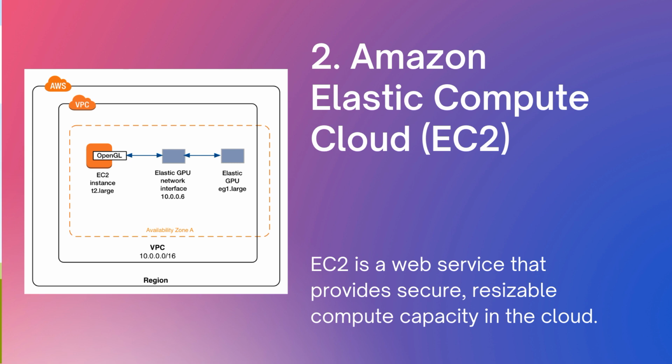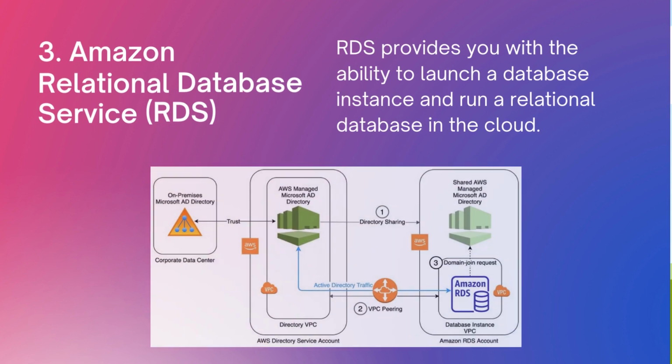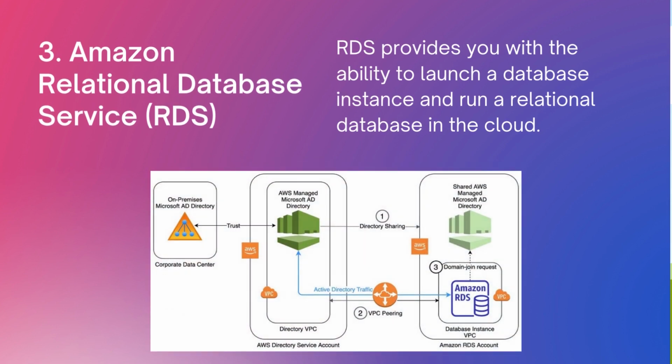So next service we are having is Amazon RDS, that is Relational Database Service, which is also a web-based service that makes it easy to set up, operate and scale a relational database in the cloud. So it provides us the ability to launch a database instance and run a relational database in the cloud. So if you have worked on relational databases in your organization, this is the same equivalent service in the AWS cloud.